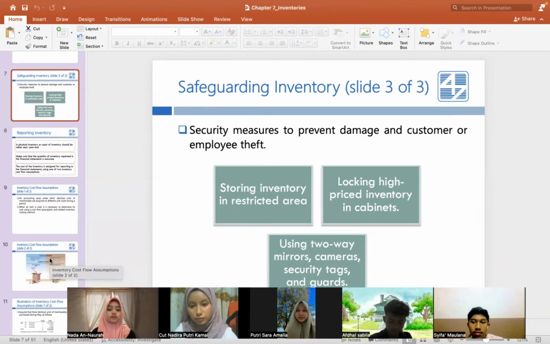This is the example of how to safeguard the inventory. First, the company needs to store inventory in a restricted area, second, lock high priced inventory in cabinets, and third, use two-way mirrors, cameras, security tags, and guards.